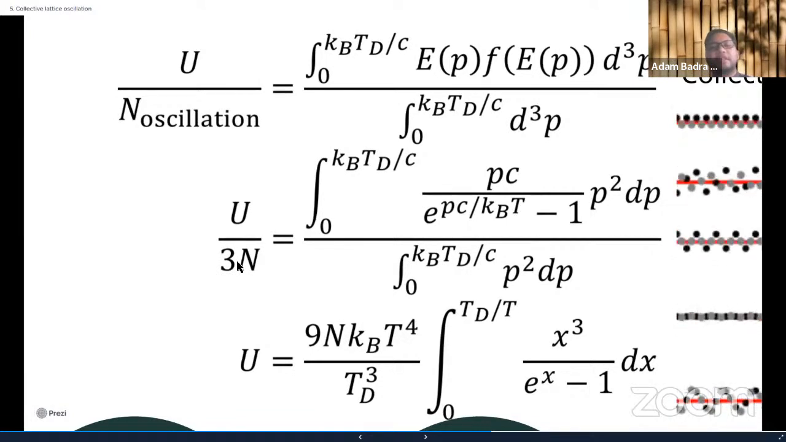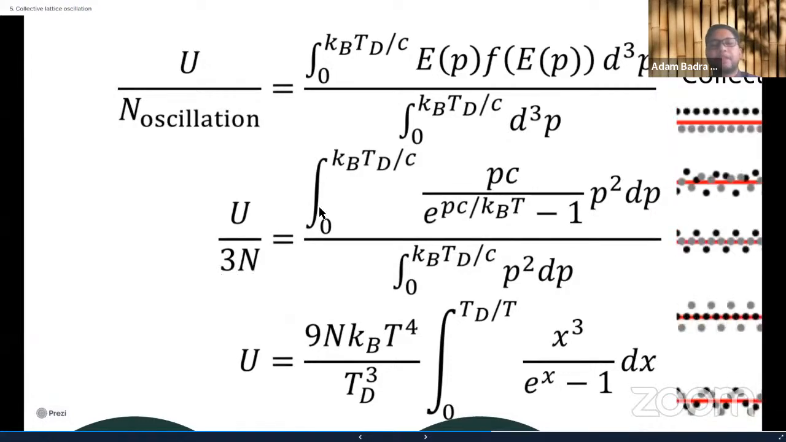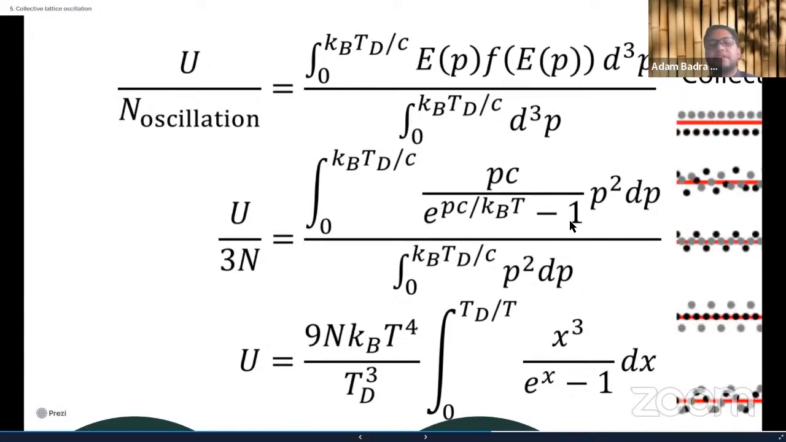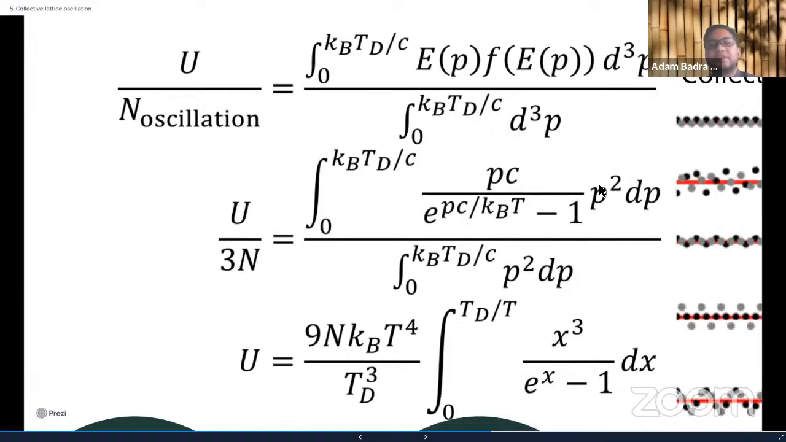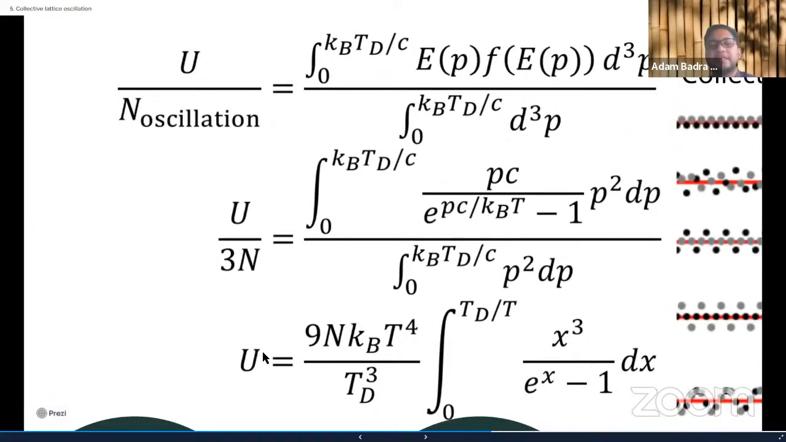If it is just a chain, then it is just 1n. We have 3 dimensions, so 3n, and the above is something like this. The energy is P times C. This one is the Bose-Einstein distribution, and this one is P squared dP. The bottom is only this. So if we calculate this, we find that the internal energy is just 9 times n kBT times (T over TD) to the power of 3.